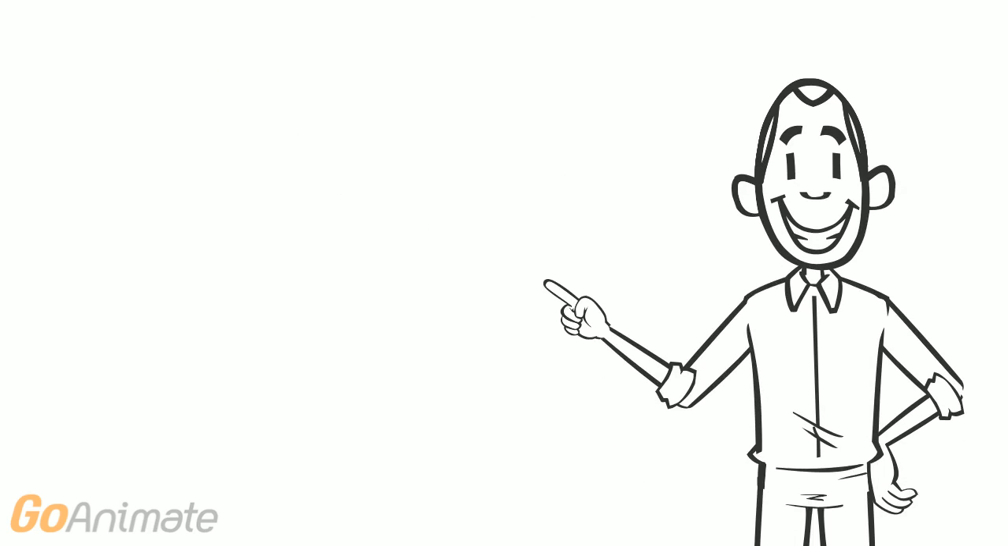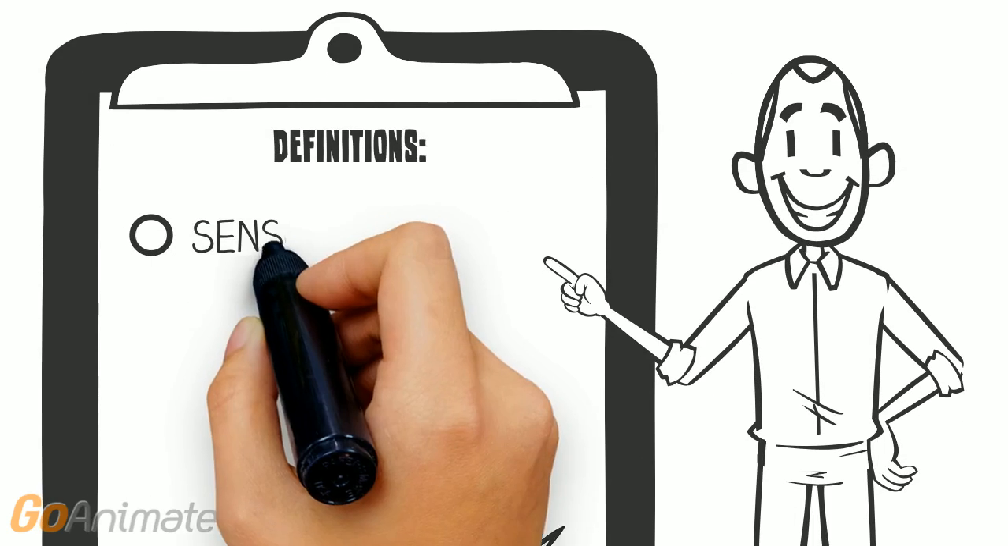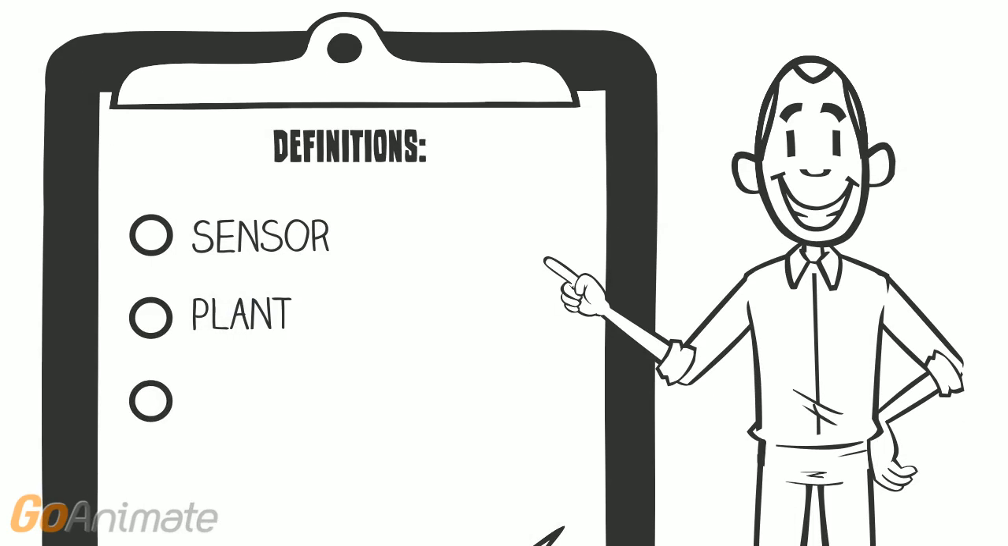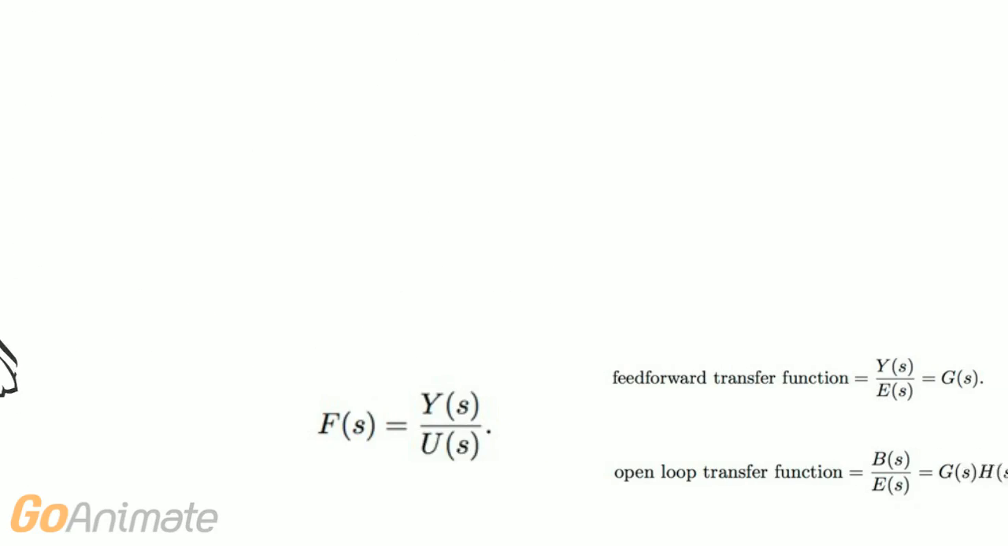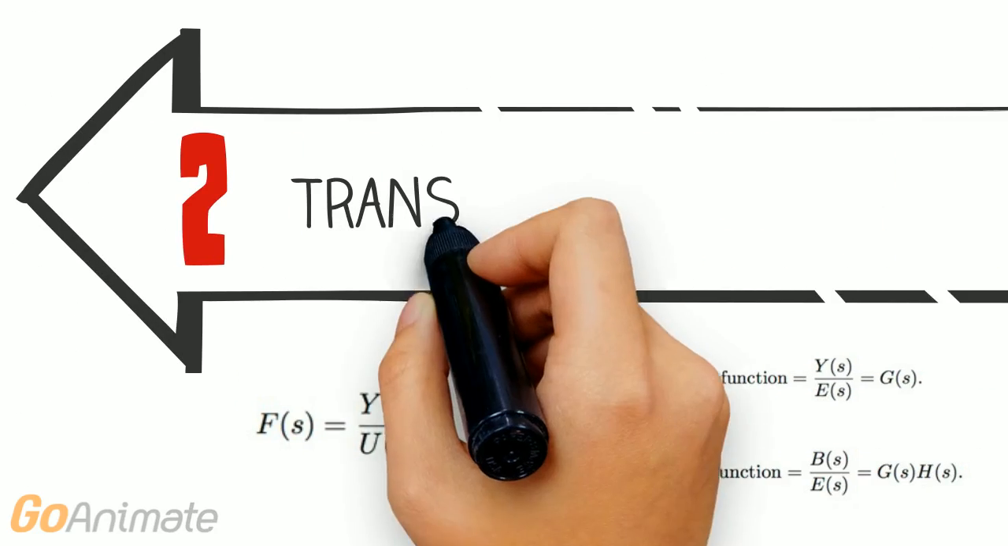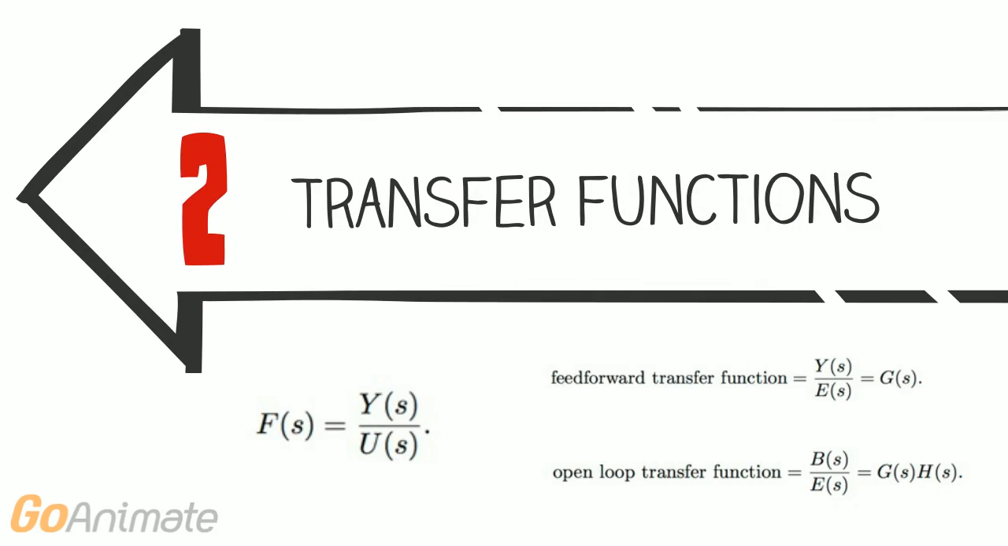A sensor is the system for measurement of a signal. A plant is the part of the system to be controlled. The controller provides satisfactory features to the system. The transfer function G(s) of a system is defined as the ratio between the output and the input in the Laplace domain, where Y(s) is the output signal and U(s) the input signal.